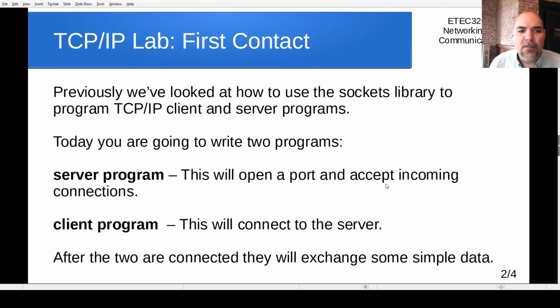Last time we looked at how the sockets library worked, how you write code to do a server program, and how you write code to do a client program. Today you're going to write one of each, and they're going to connect to each other, send some simple information, and talk to each other. On the server side, it's relatively simple. You're going to open a port, do all the things you need to set that up to accept incoming connections. Once a connection is accepted, you'll exchange some data, and that'll be it for the server.